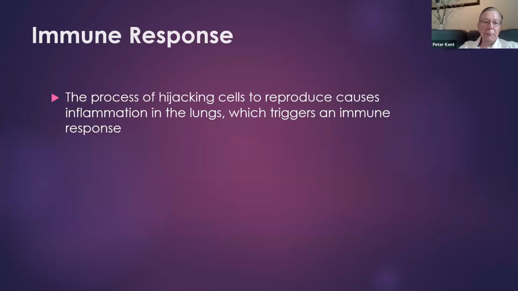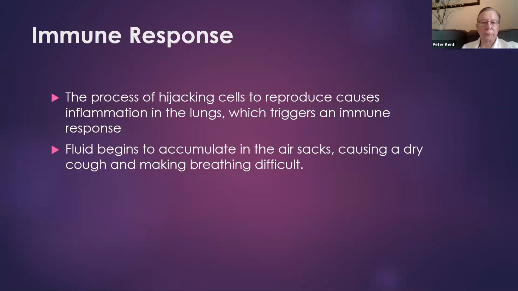So what happens to the body? Well, the hijacked cells produce inflammation, which triggers an immune response. That inflammation raises your temperature and causes you to cough, a dry cough. But what happens inside each of these tiny air sacs is they now start to accumulate fluid, which makes both the dry cough and makes breathing more difficult.